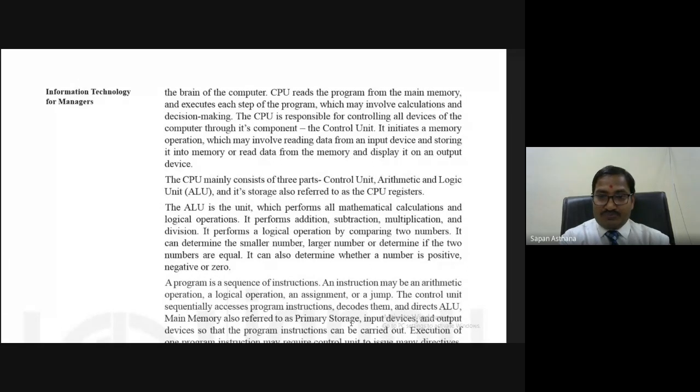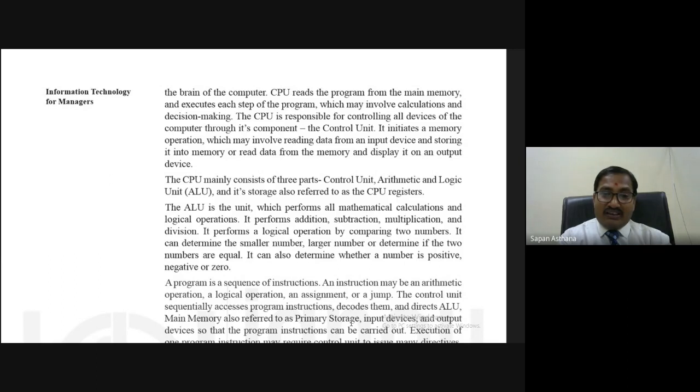The control unit initiates a memory operation, which may involve reading data from an input device and storing it into memory, or reading data from the memory and displaying it on the output devices, as we discussed here.